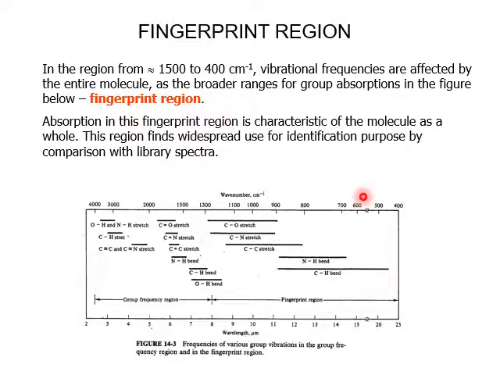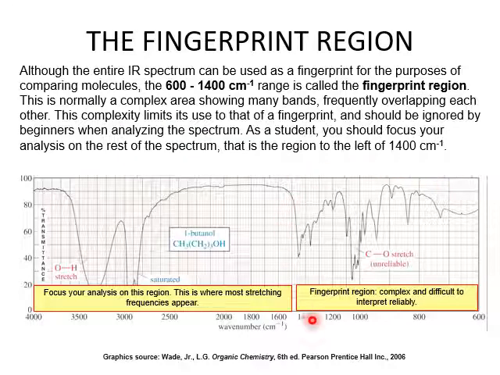So the fingerprint region, it's what it's called. From 1500 to 400, the vibration frequencies are affected by the entire molecule. So you'll see a bunch of signals here that are hard to interpret. You would do that as you get more exposed to this technique, or with a computer's help. Again, this is the fingerprint region, and it's kind of hard to interpret. It reads like C to C bonds and CO, which are pretty hard to interpret. So we'll focus our analysis here from around 1600 to 4000.